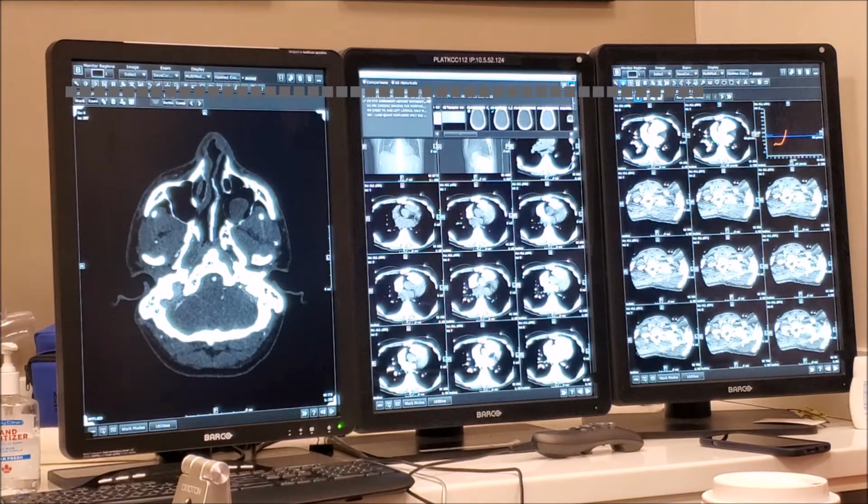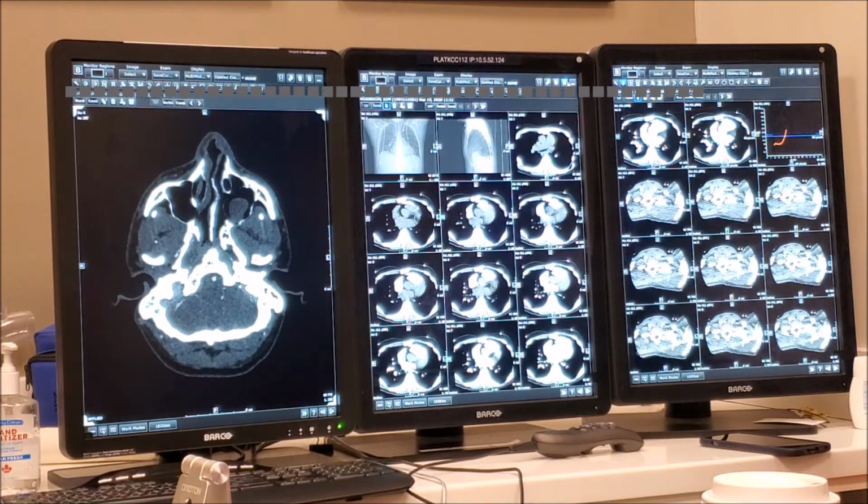Let's see your angiogram. Sure. So that's the reason we did the angio, because we thought there was a... And no, actually, there was something higher up. Okay, because I saw a lot of red.